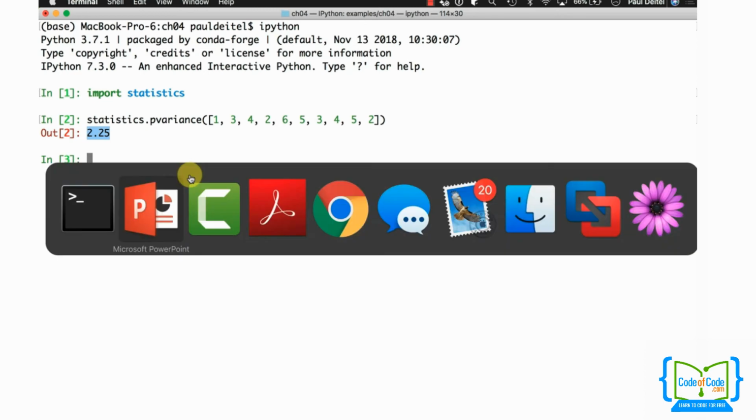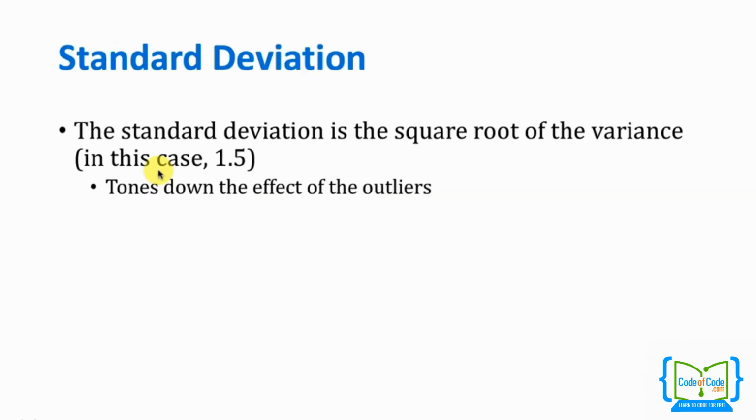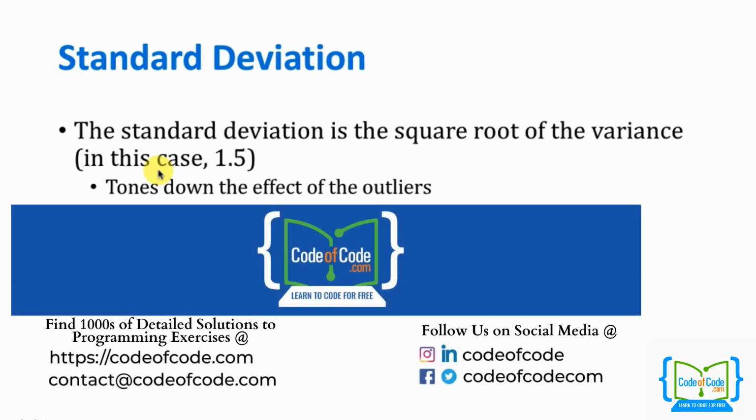Now, like I mentioned, the standard deviation is very straightforward. It is simply the square root of the variance, and taking the square root of the variance actually tones down the effect of the outliers in your data set. So we'll talk about why standard deviation might be a better measurement in just a moment.